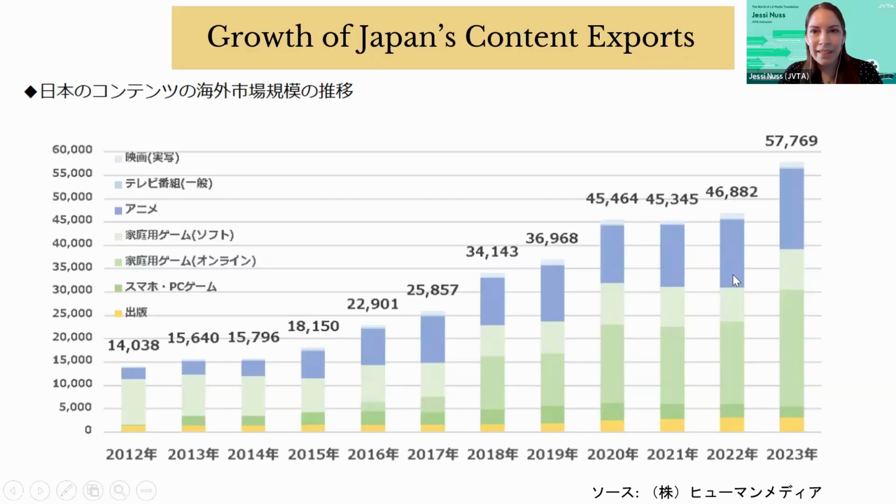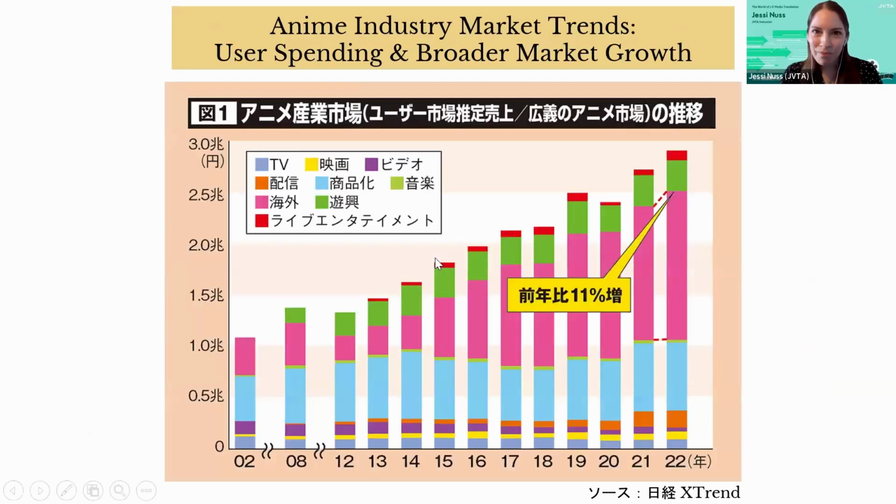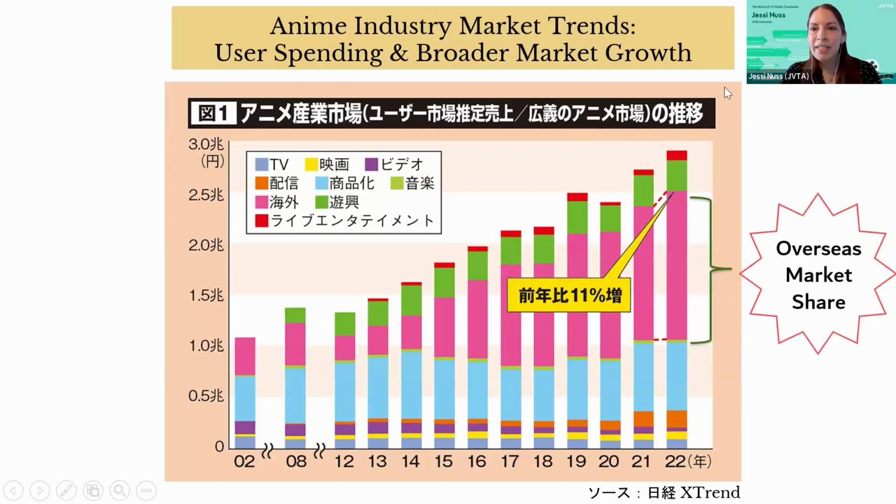And as you can see here, this is the part for anime. The anime part here in blue shouldn't be too surprising if you're a fan or even if you're just aware of its popularity in general. And we have another chart showing just how big it has become. This is the anime industry market trends shown in a graph. You can see TV, film, videos, but this pink part of each bar shows the overseas market share. So look how big this is.